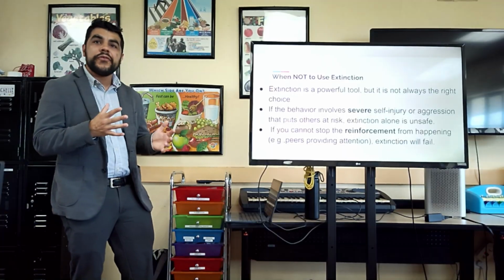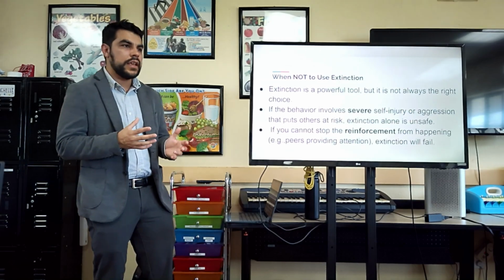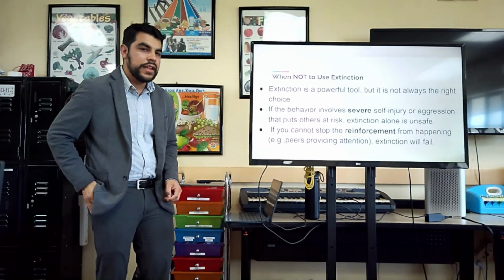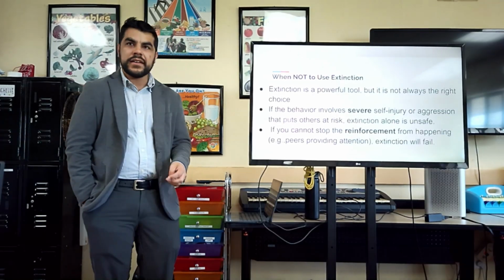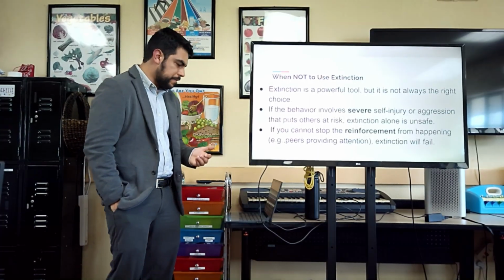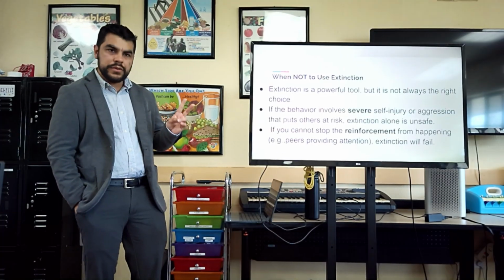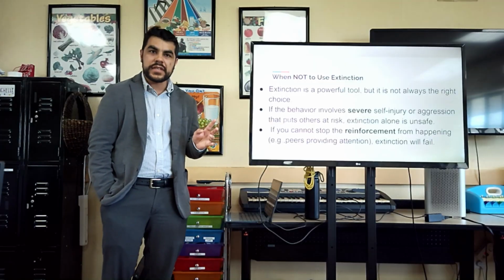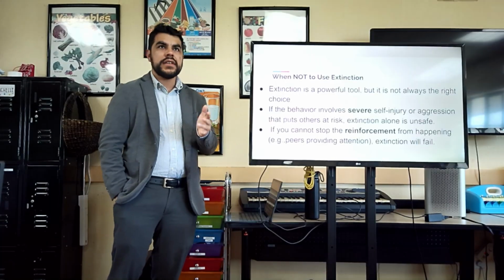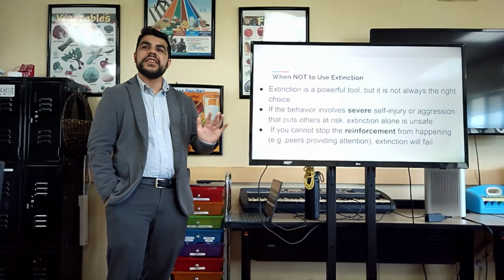So you guys can see, extinction is very effective in preventing future rates of behavior from occurring, although it is not a panacea and should not be used in every instance all the time. There are two instances where we do not use it at all. One, if it's incredibly severe, I would say moderate to severe problem behavior. That is when extinction should not even be in the question.